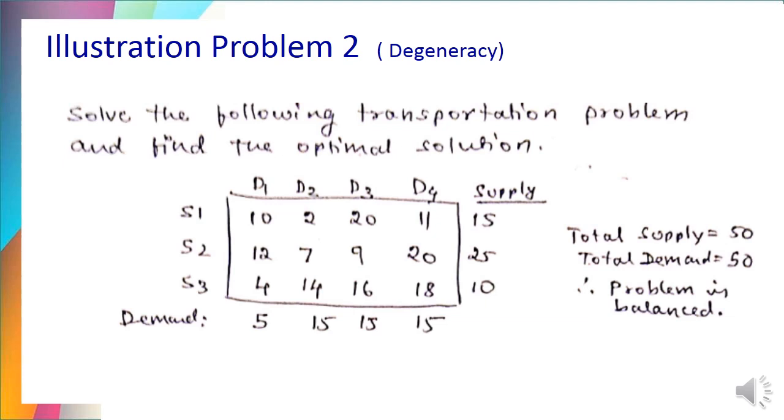Let us consider another example and understand how degeneracy will be handled in transportation problems. Let us consider the following transportation problem. There are three sources and three demands, and the supply and demand are given. We can observe that the total supply is equal to 50, which is equal to the total demand. Therefore, the problem is balanced.